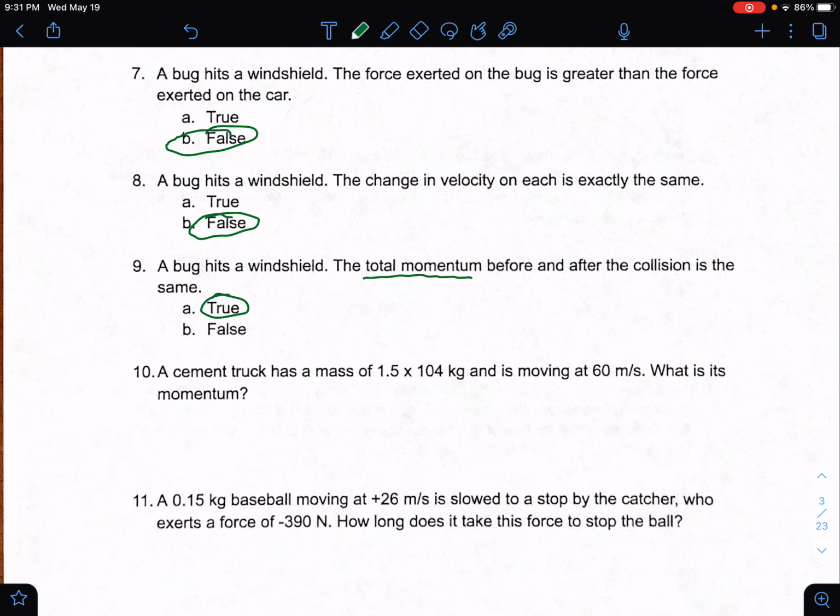Okay, number 10, a cement truck has a mass of 1.5 times 10 to the fourth. That should be 10 to the 4 kilograms. And is moving at 60 meters per second. What is its momentum? Okay, our equation for momentum is p equals m times v. So your mass is 1.5 times 10 to the fourth times my velocity of 60. Okay, if I multiply those out, I get 9.0 times 10 to the fifth kilograms times meters per second. That's my answer.